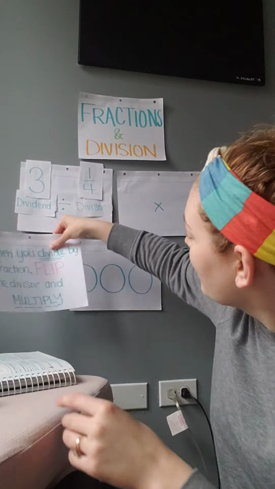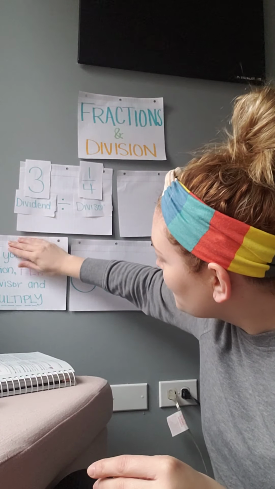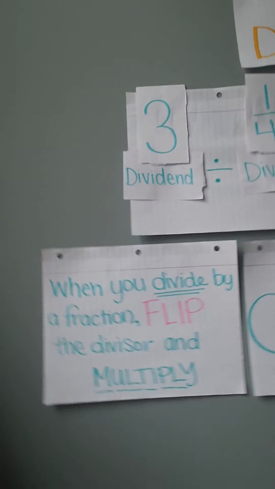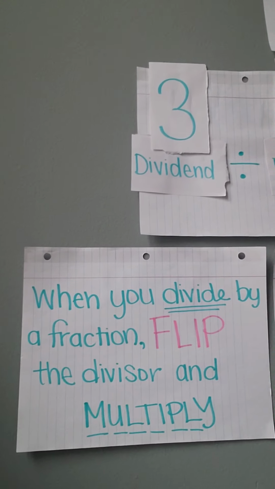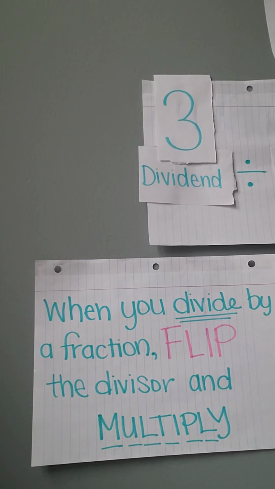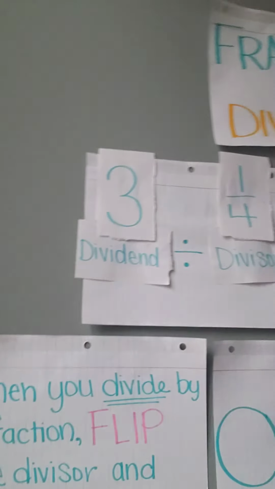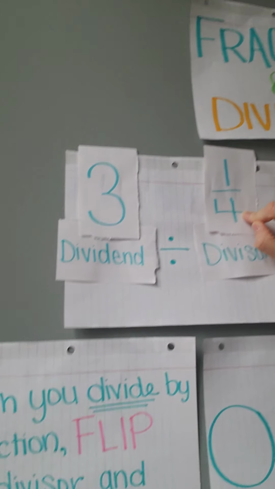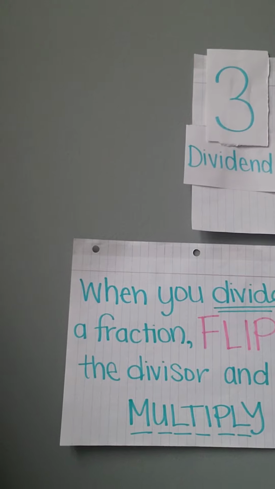Here's the rule. All right. Oh gosh, my hand got stuck. I'm going to stick this up. I'm going to zoom you in. And I'm going to read it to you. Okay. This is the rule we stick by. When you divide by a fraction, flip the divisor, flip the second number, and multiply. Okay. Let me show you how it's done.